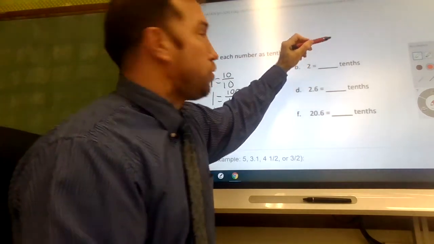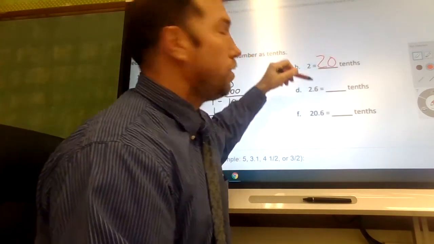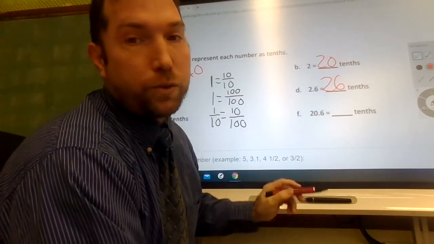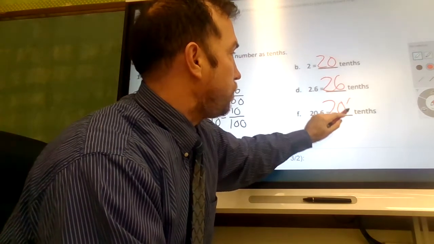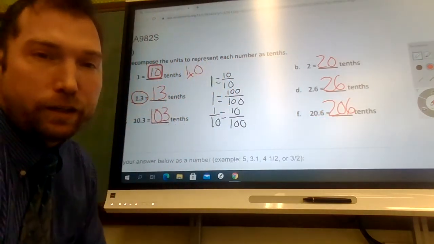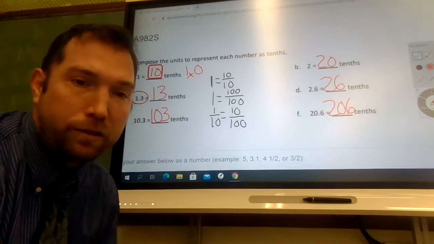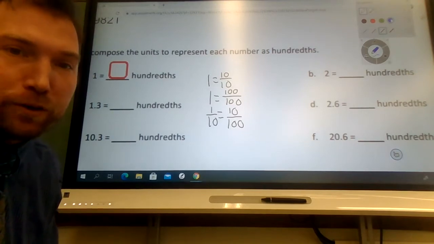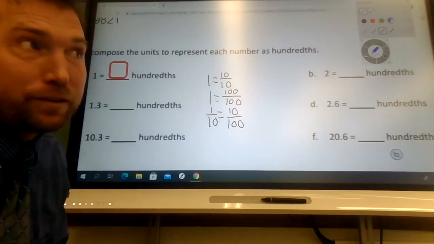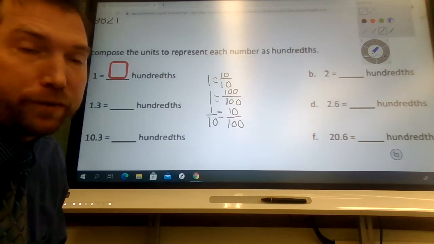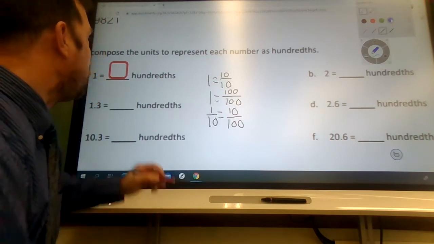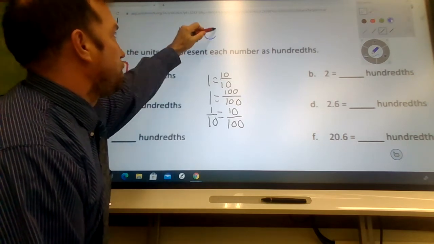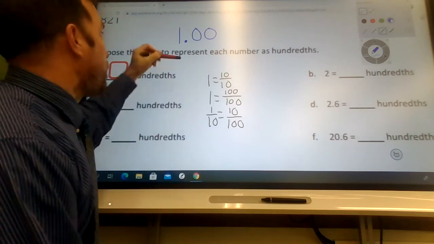Right? 2 then becomes 20. Same pattern. 2 and 6/10 becomes 26. 20 and 6/10, or 20.6, becomes 206. A lot of you hopefully can look at that and say, oh, that's the pattern. And then the same idea happens when we're in hundredths. Now, instead of just putting a 0 on or moving it one space over, we're going to move it 2. Right? We can sometimes write $1 as 1.00. It's going to be that same number, but without the decimal point.